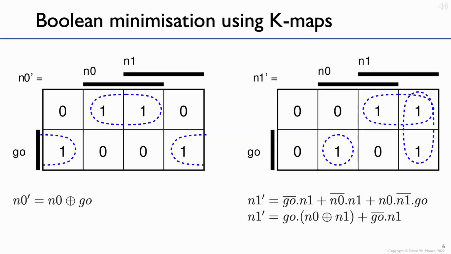You will have then taken that state transition table and coded it into Carnot maps or K maps in order to do Boolean minimisation. Here are the two Carnot maps for the two output bits in relation to the inputs: the input go and the current state N0 and N1. For N0, the next state is simply the current state exclusive OR go.